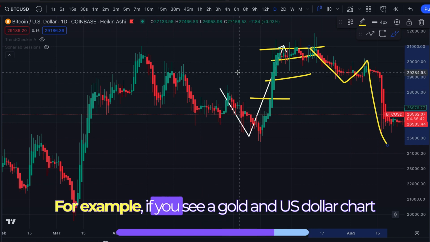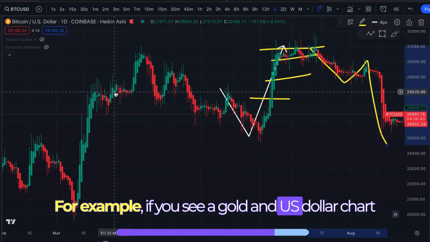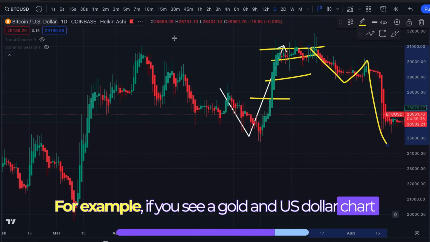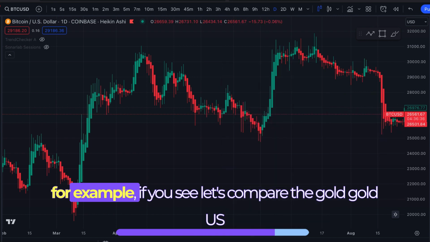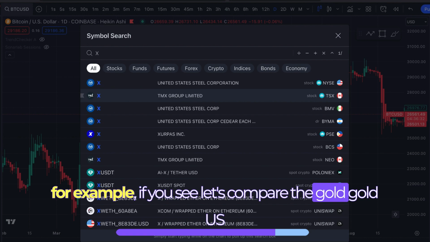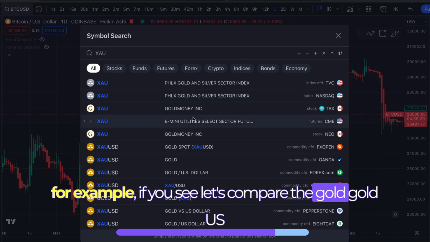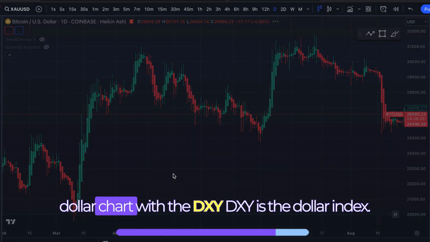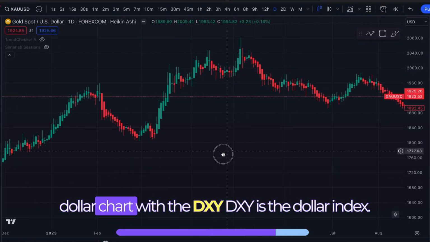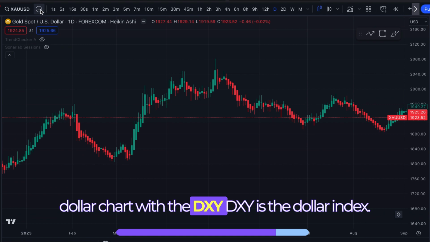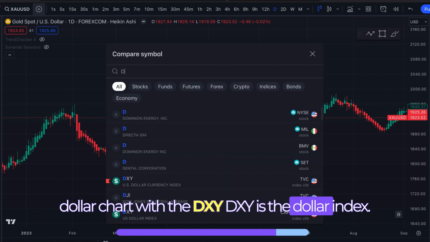For example, if you see a gold and US dollar chart, let's compare the gold chart with the DXY. DXY is the dollar index.